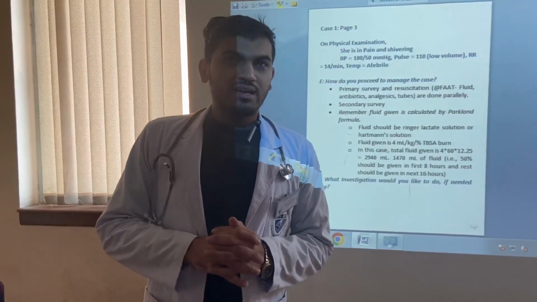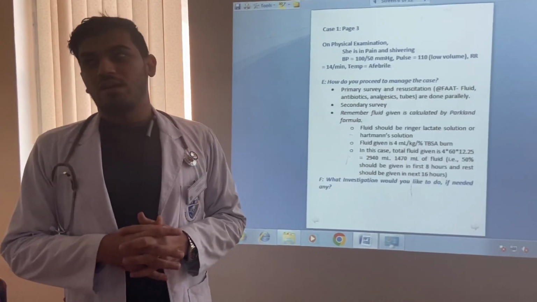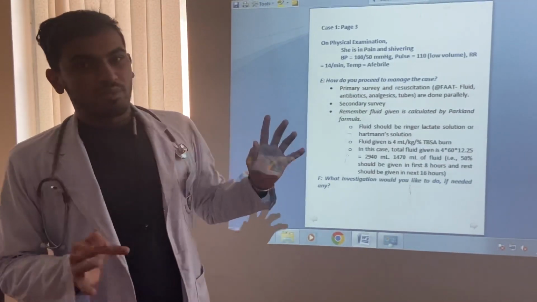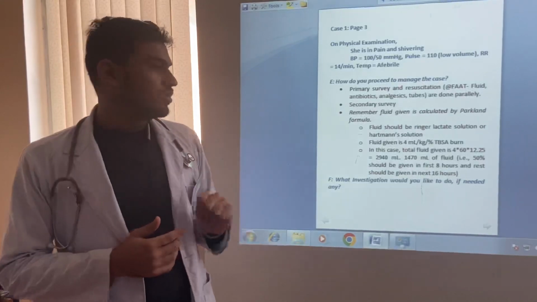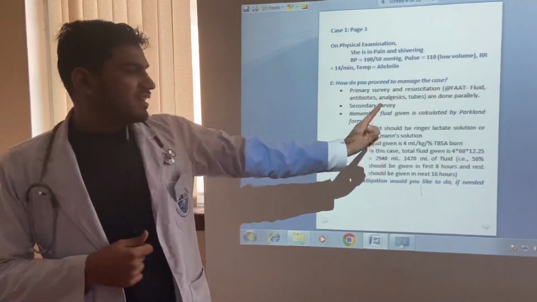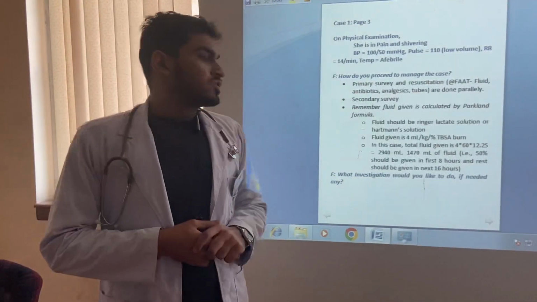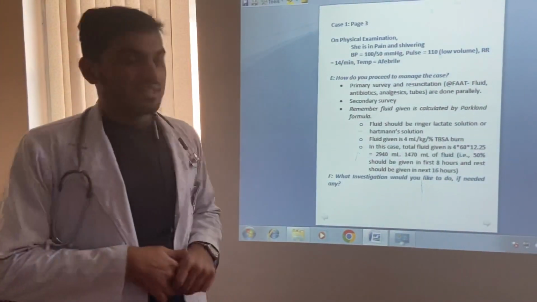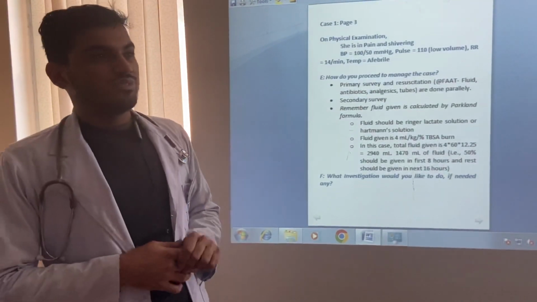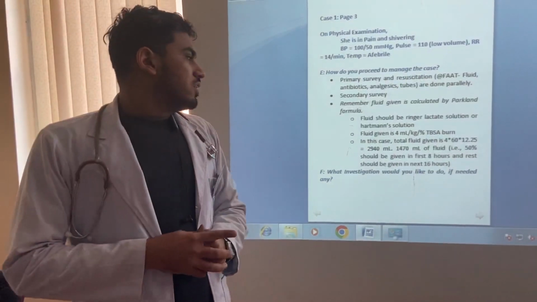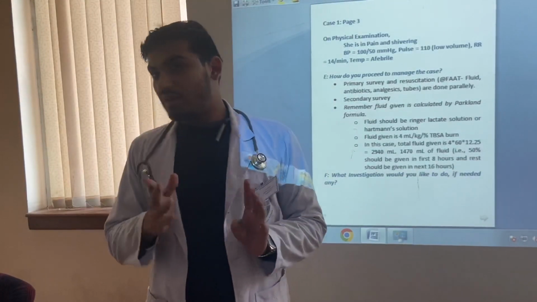In the Parkland formula, the formula tells how much fluid we have to give to the burn patient. It depends upon the body surface area which is involved and the weight of the patient. So the formula is 4 milliliter into weight in kg into percentage of the total body surface area burned. For the calculation in this case, as we have talked, a 60 kg patient is coming and the total body surface area is 12.25%. So we have to give 2940 milliliter of the fluid to the patient in 24 hours.